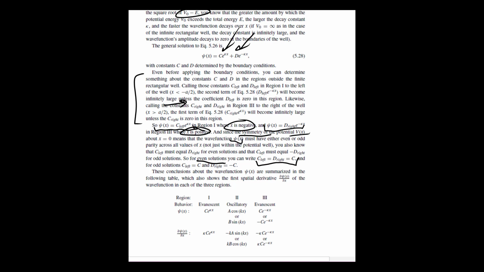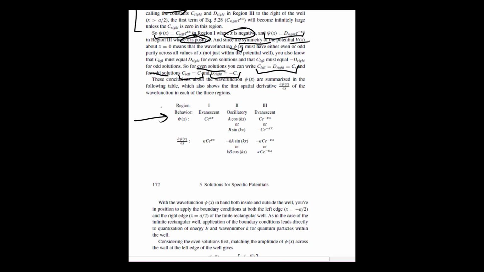We're just going to call that c. And for odd solutions, we're going to write that c left equals c and d right equals minus c. Here's a table in which we show it. This is just inside the well, the oscillatory region. We can have either a cosine kx or b sine kx, in which cosine is even and sine is odd about the center of the well.